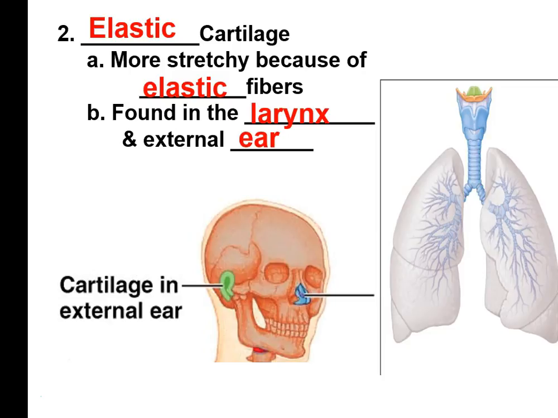We also find elastic cartilage in the external ear. You can pull your pinnae, or your ear, down and forward and let it go, and it always pops right back up because of that elastic cartilage.